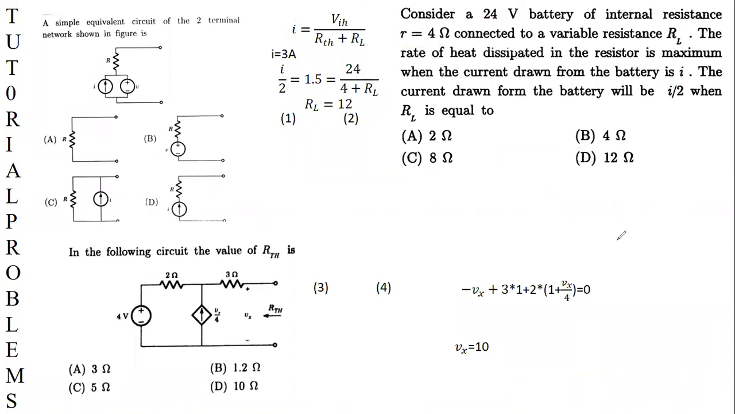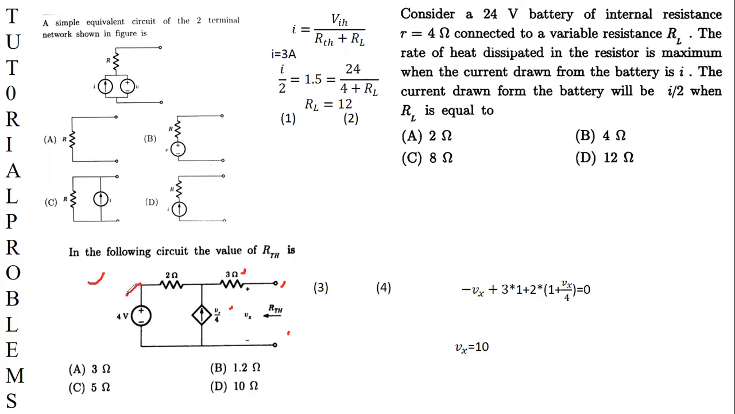Next, in question three, find the value of RTH in the following circuit as shown in the figure. Here there is a 4-volt battery, a 2 ohm resistance, a dependent voltage source Vx by 4, and a resistance of 3 ohm. When we want to calculate the resistance, always deactivate all the independent sources.